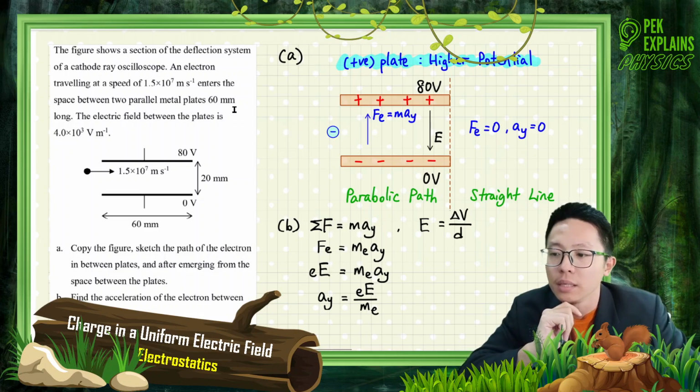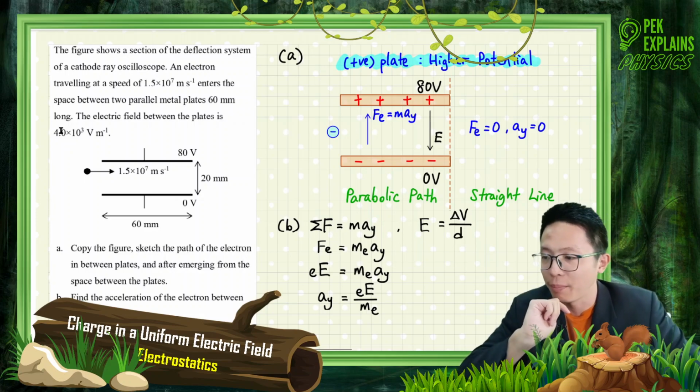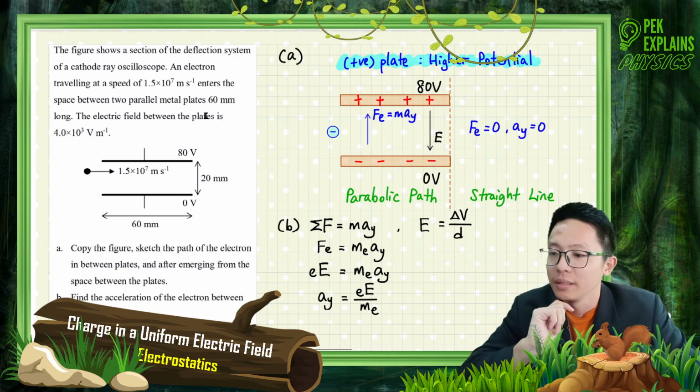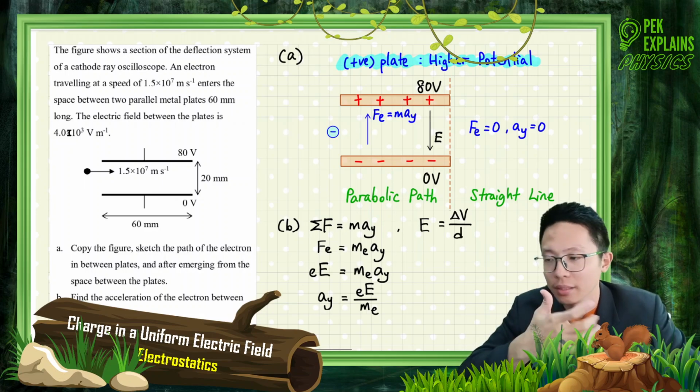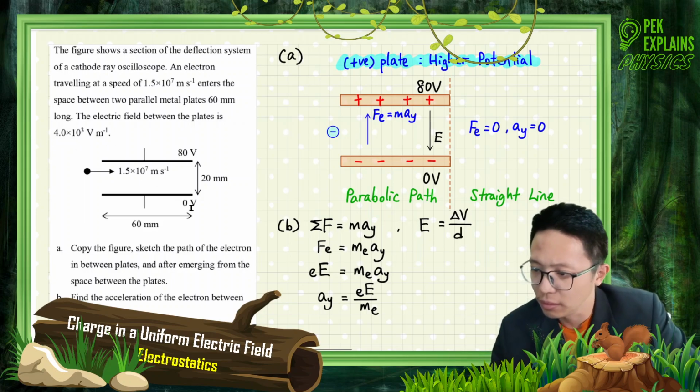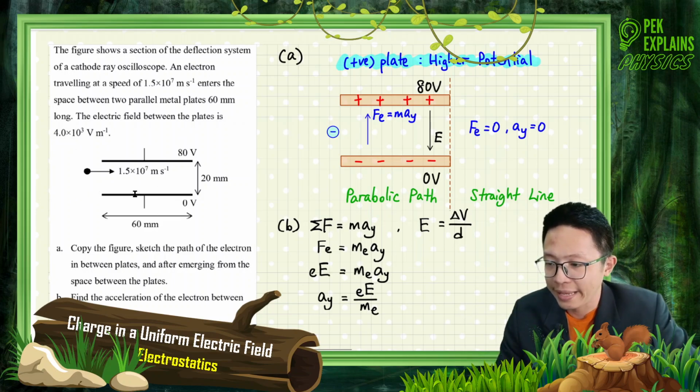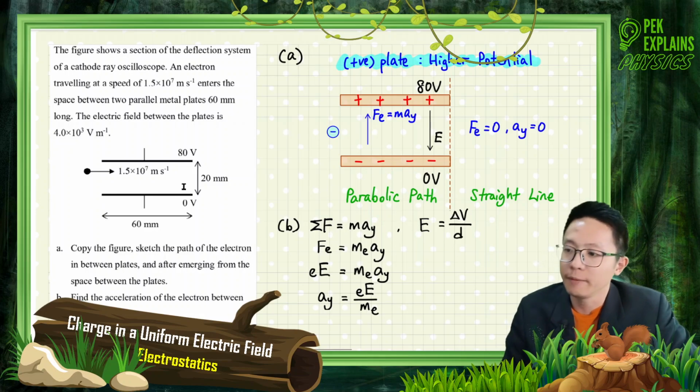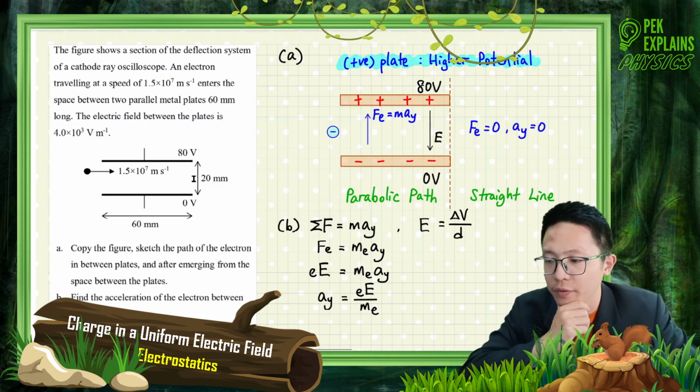plates 60 millimeter long. It's long, not apart. It's 60 millimeter long, not 60 millimeter apart. It's a different meaning. So this 60 millimeter long means the length of the plate instead of the separation of the plate. Here in the diagram it gives you the separation is 20 millimeter.